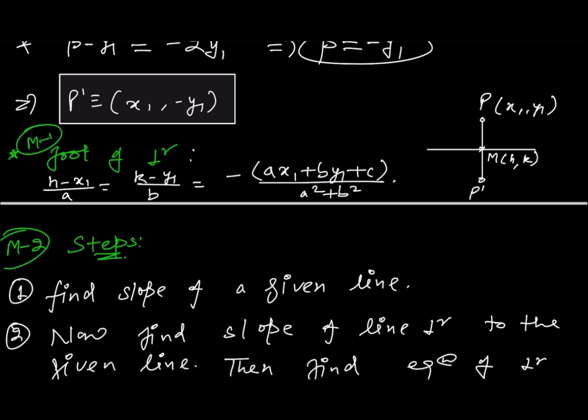Now I have the slope of PM. We can also find the equation of PM by using slope point form, because PM is passing through P, which is x1, y1, and we also have the slope. Now we have the equation of PM and the equation of the given line. Solving them, we get the point of intersection M, which is the foot of perpendicular. Okay.